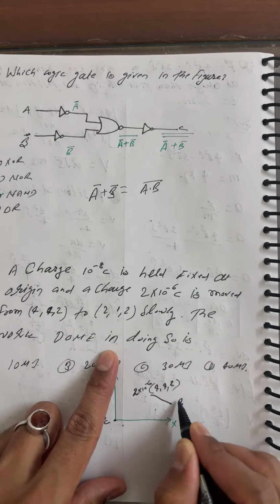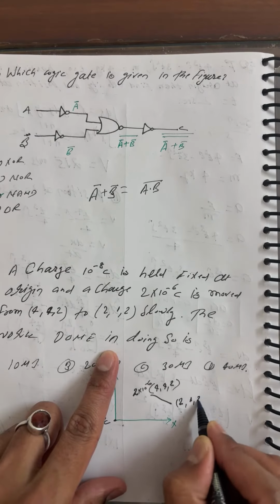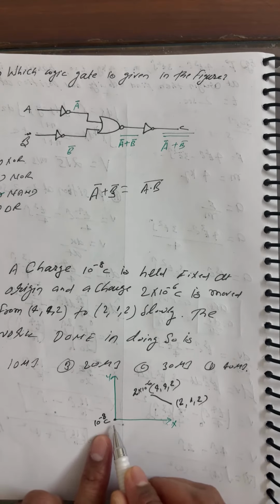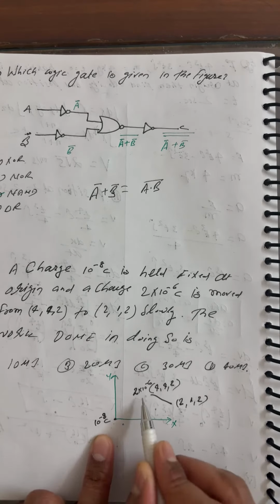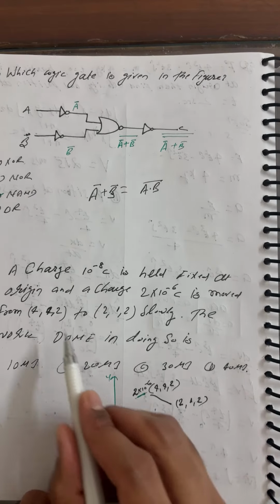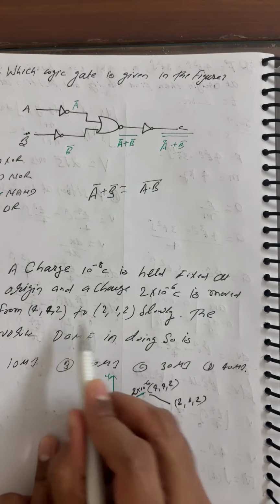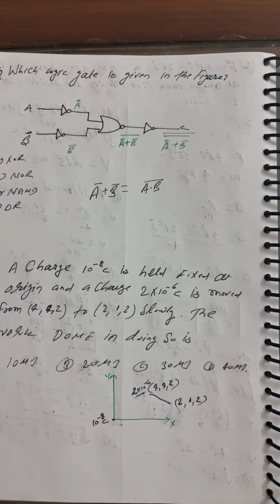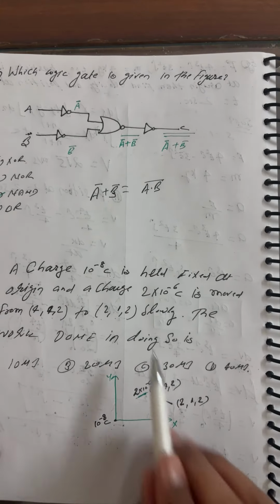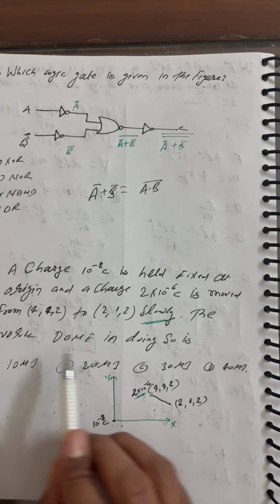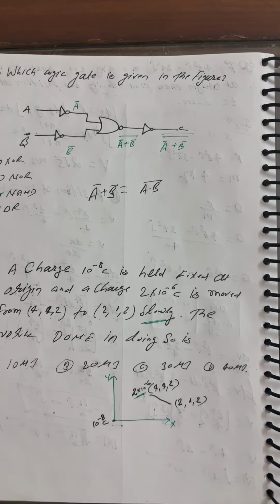Next, beta, you can see this is 2, 1, and 2. Right, student? Okay. Beta, what's the question? One charge is placed at the origin. This is a motional charge. The motional charge, student, got displaced slowly from 4, 4, 2 to 2, 1, and 2. Slowly means we are not considering acceleration and all. This is the meaning of slowly. We have to find the work done in doing so.